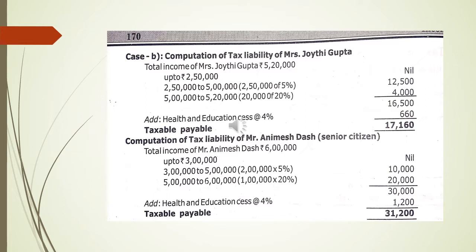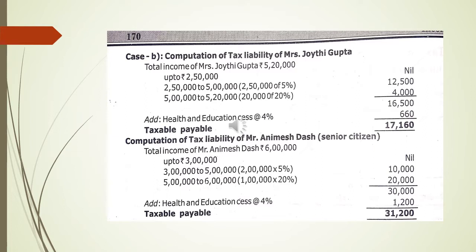Her income is 5,20,000. So up to 2,50,000 there is no tax. The second slab comes to 2,50,000 to 5 lakhs. That means the difference of 2,50,000. On this 2,50,000, 5% is the tax rate. So 5% of 2,50,000 is 12,500.